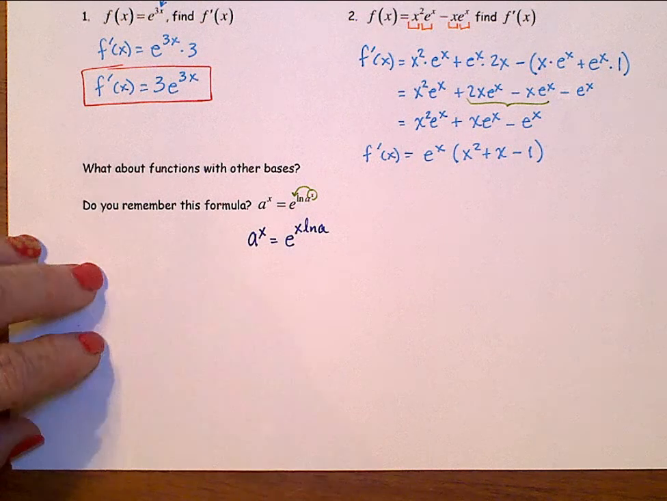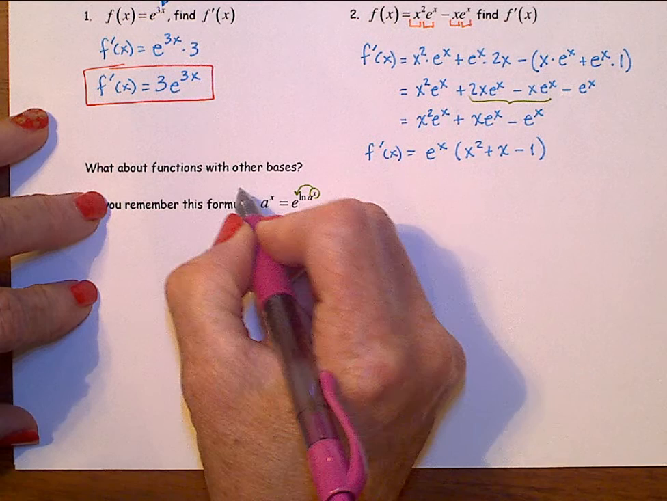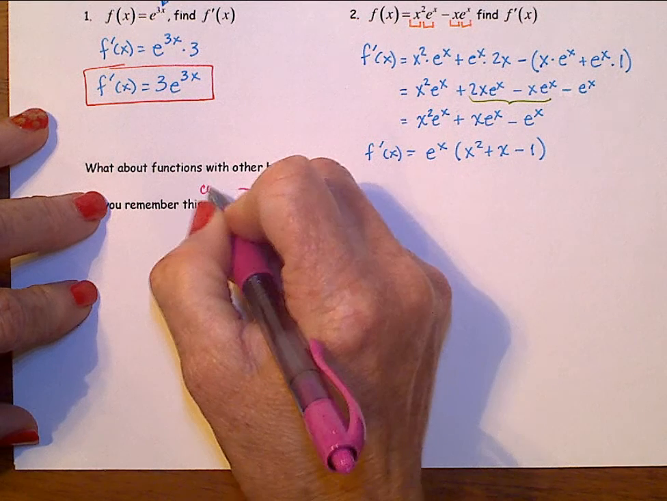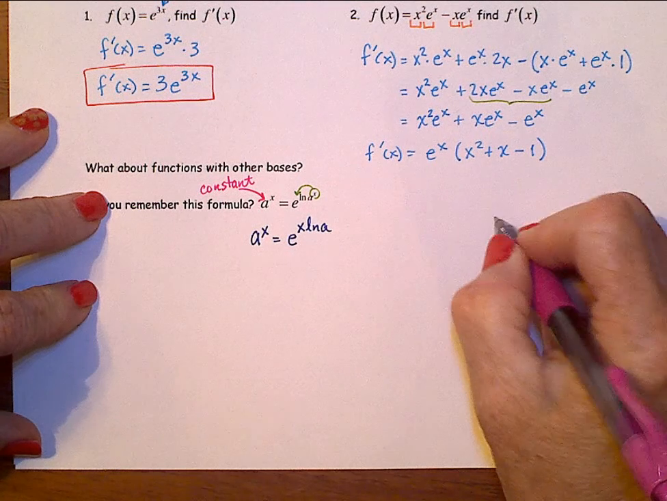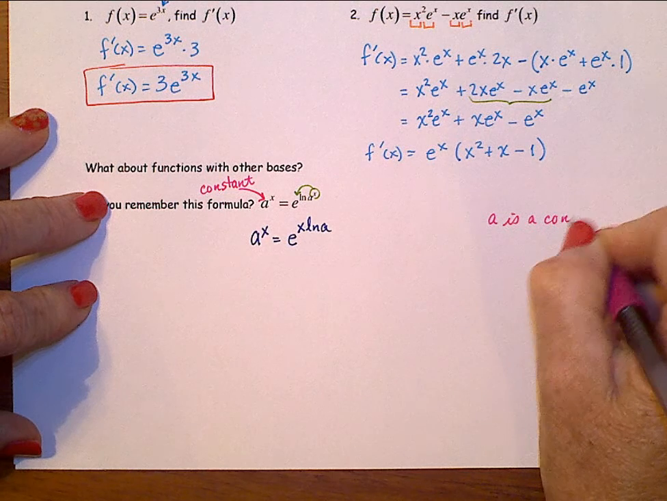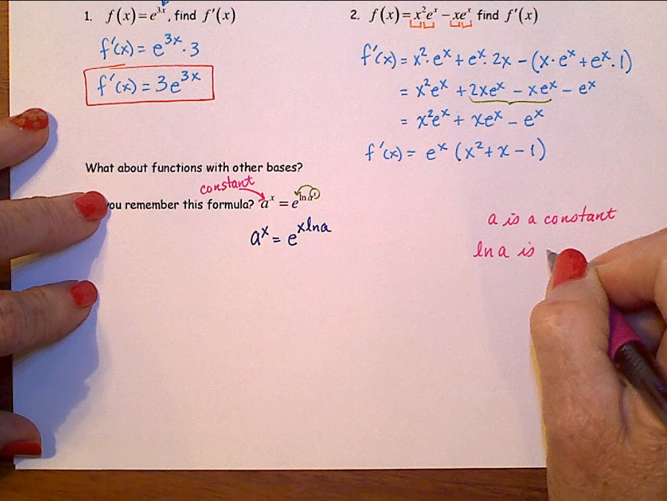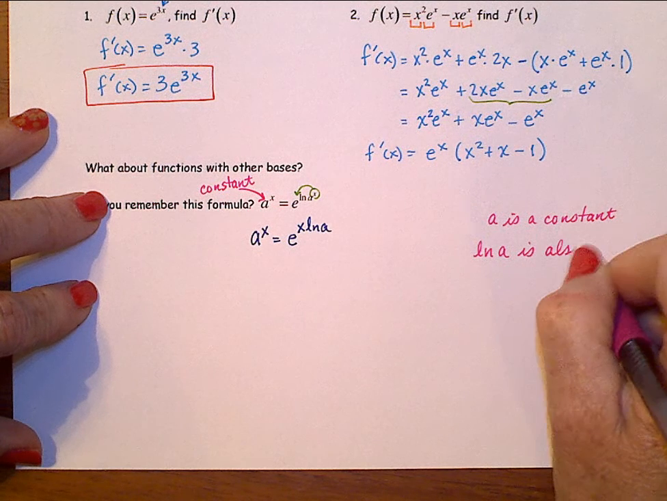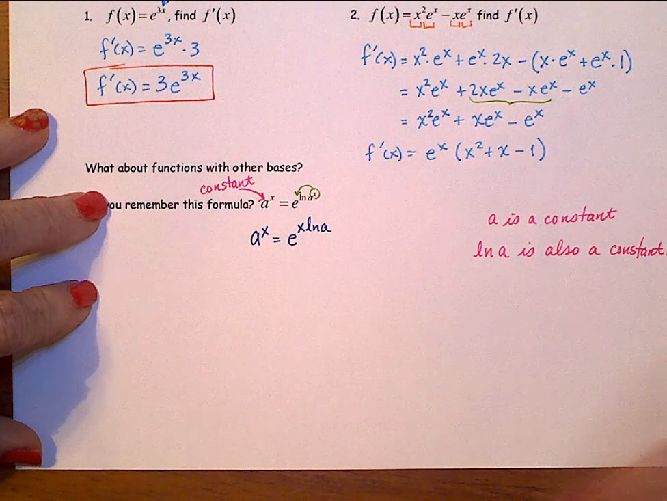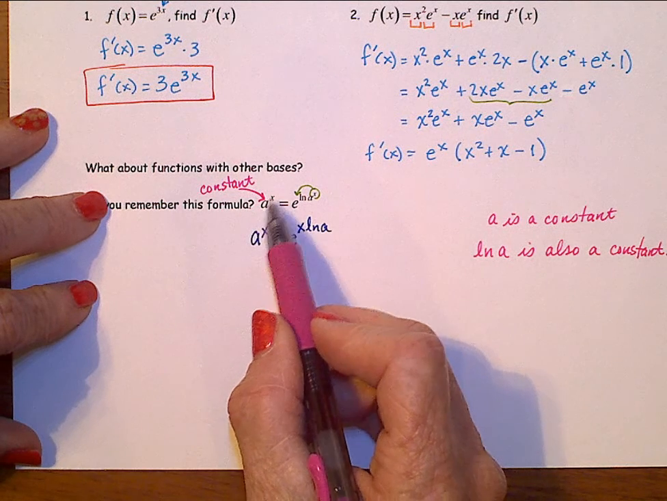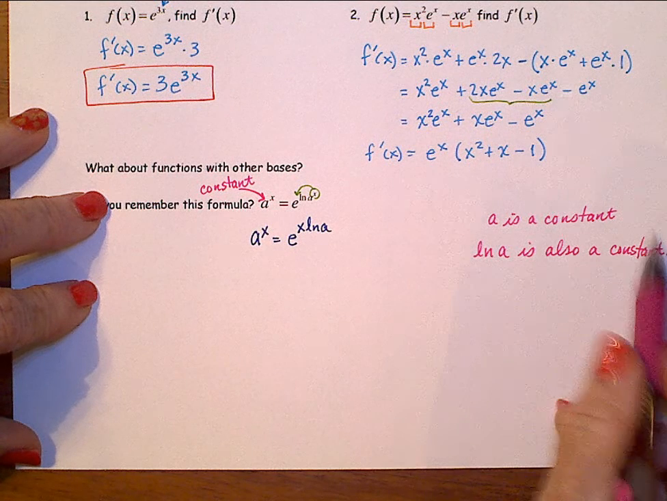Alright, now before we do another step, I do want to refresh your memory. This a is a constant. So then ln a is also a constant. For example, if a was 2, the base of the exponent is 2, then ln 2 is also a constant. That little piece of information is going to become very important in the next couple of minutes here.